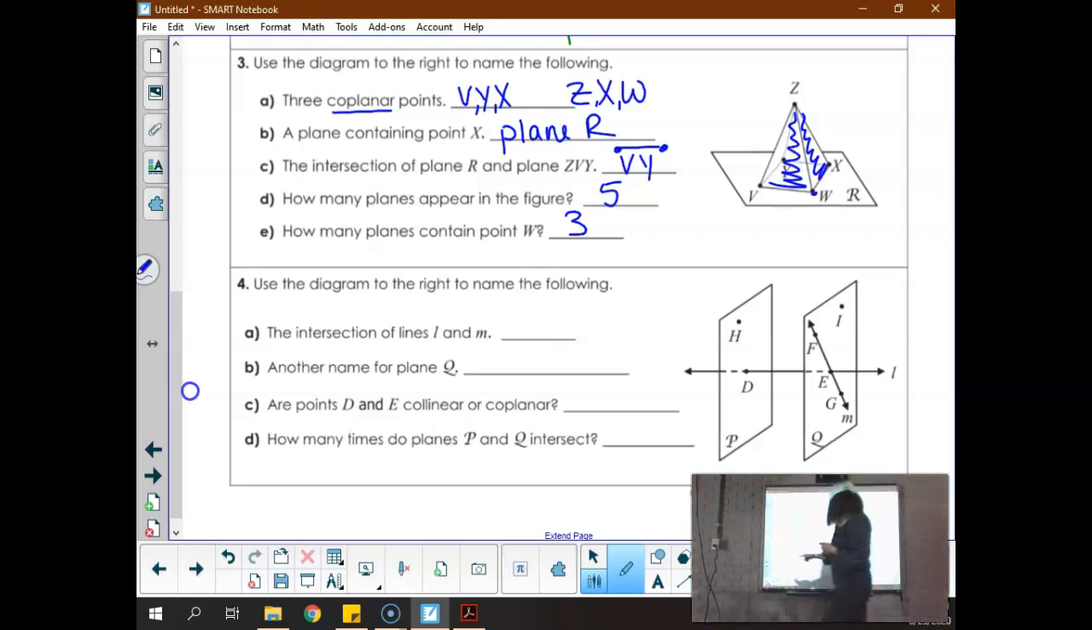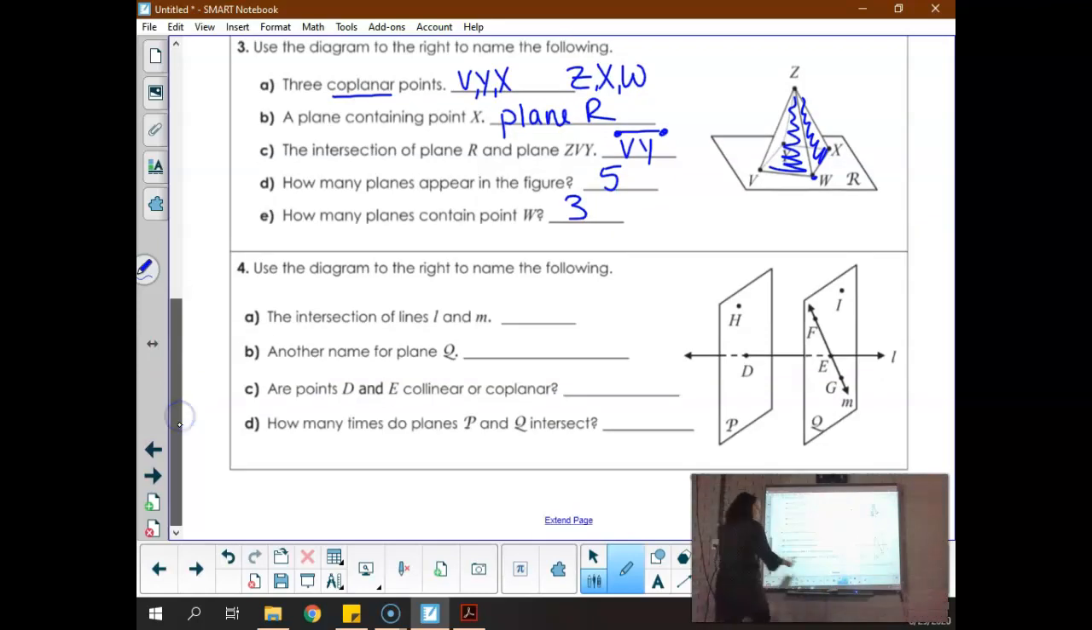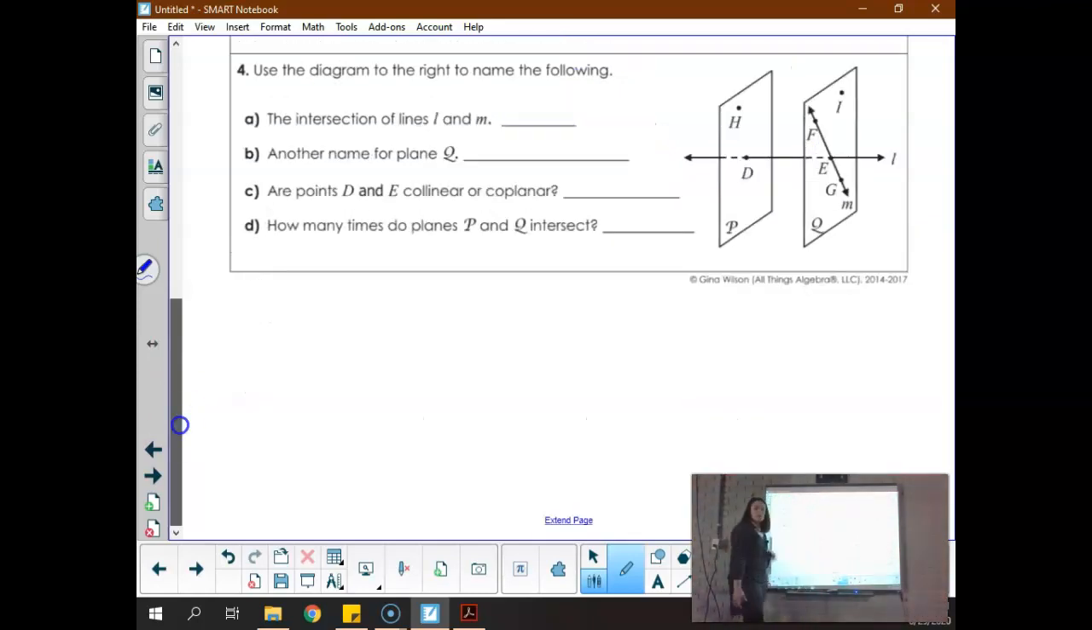We're going to move on to number 4. I'm going to extend this so it's up a little higher and we can see. So 4 says, use the diagram at the right to answer the following. So we're right back to the same thing that we've been doing. A, what is the intersection of lines L and M?